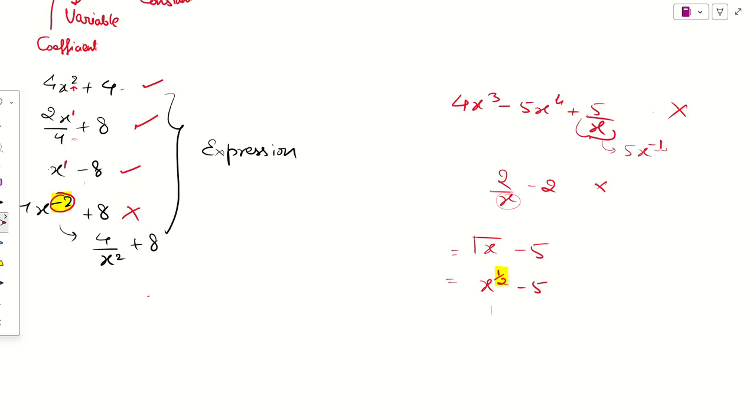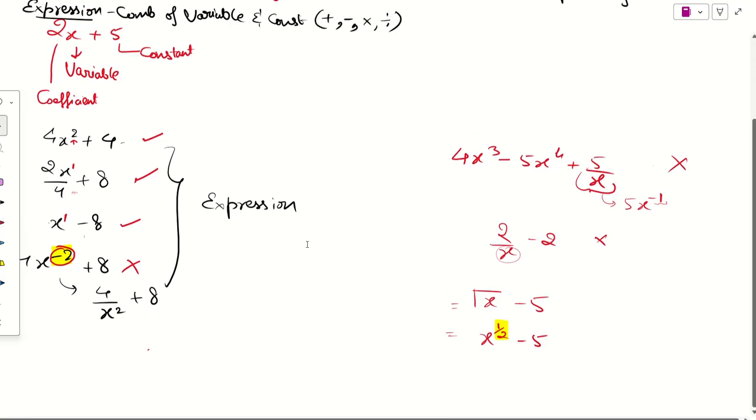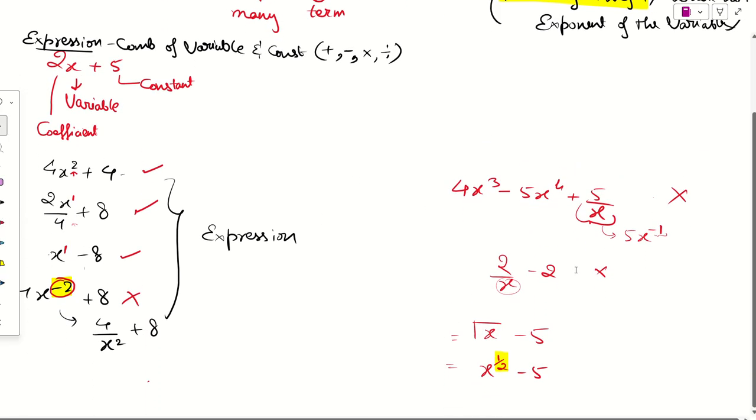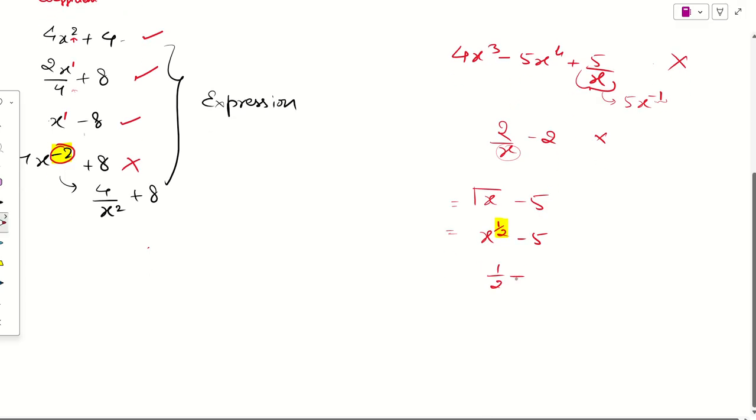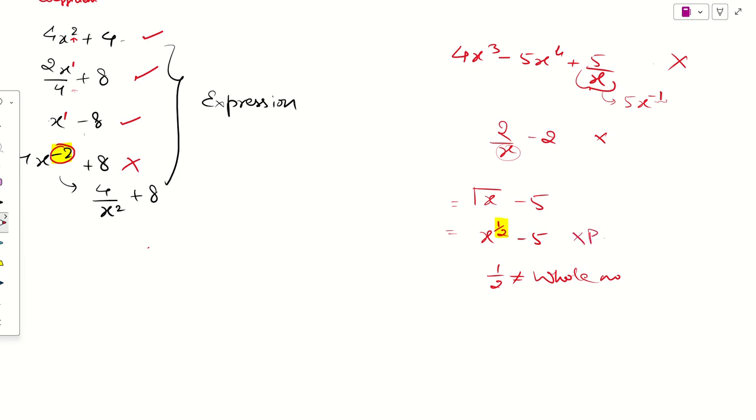So, is a fraction a whole number or not? No, right? A fraction is not a whole number, so it's not a polynomial. Similarly, can you tell me here, is it a polynomial or not? Here, your x exponent is 1, right? So, 1 is a whole number and it is a polynomial, right?